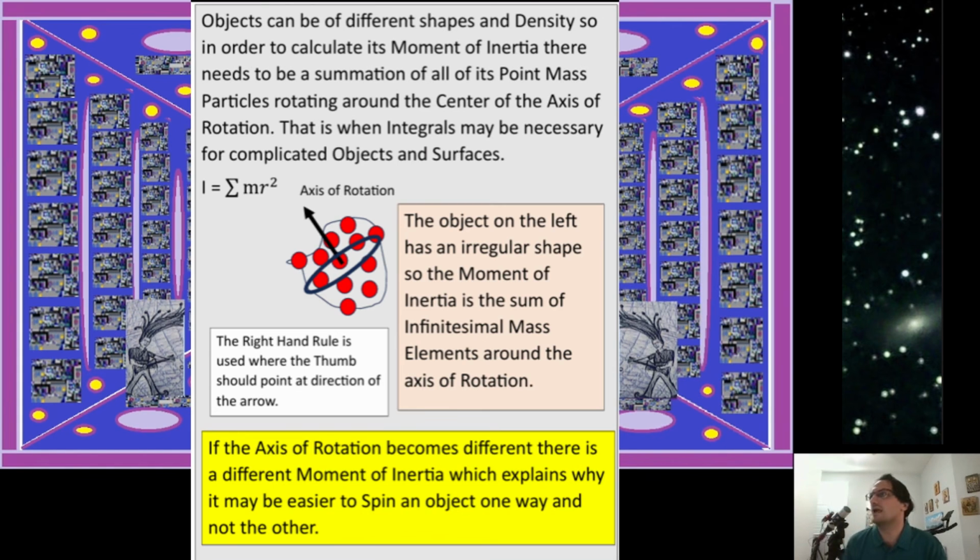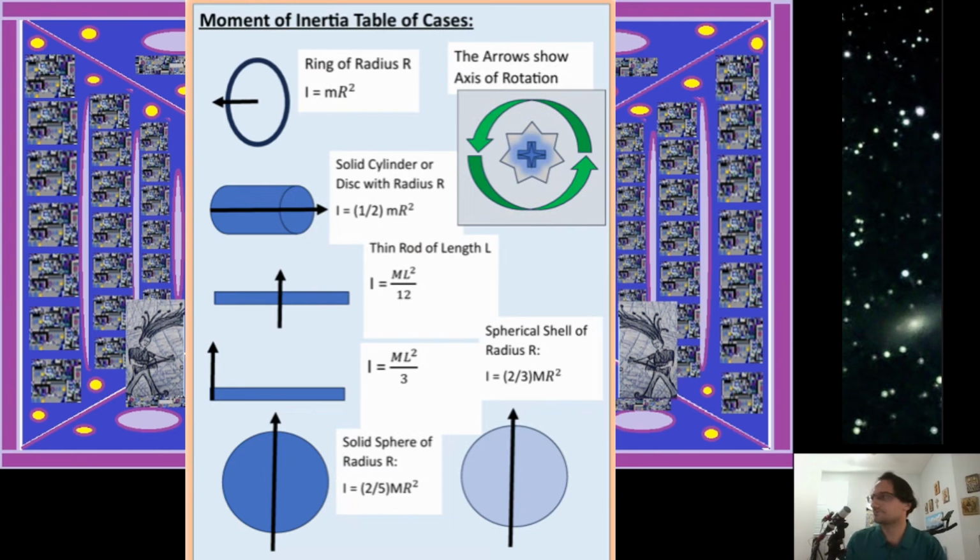If the axis of rotation becomes different, there is a different amount of inertia, which explains why it may be easier to spin an object one way and not the other. If you change the axis of rotation, instead of the object rotating around its center of mass, it's rotating around one of its edges, then the moment of inertia will be different. It can increase or decrease, which is why for an object it might be easier to rotate it one way as opposed to the other way.